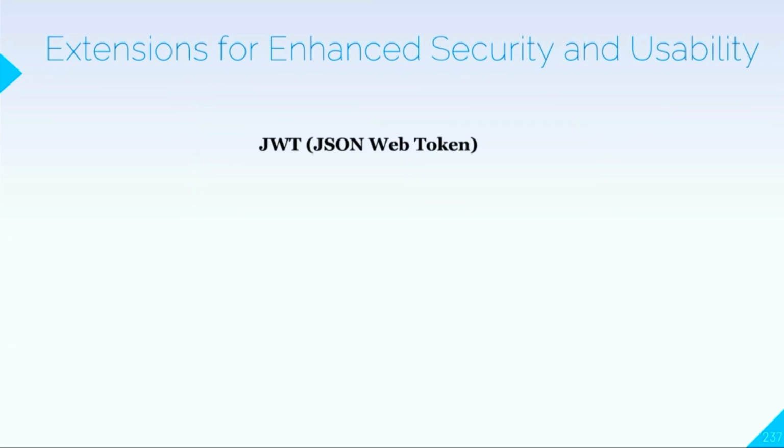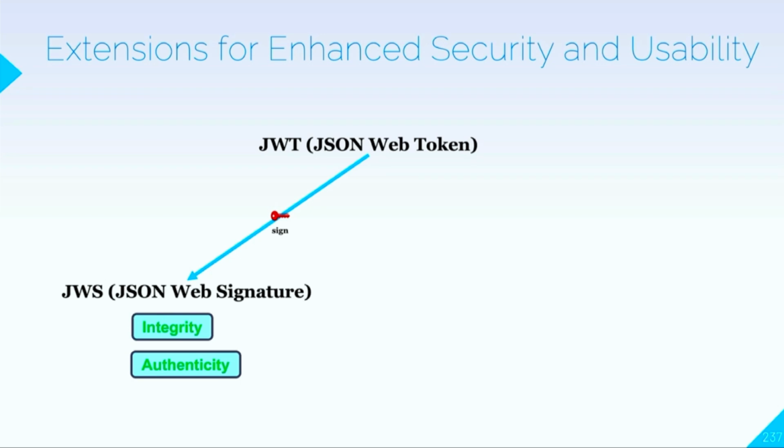In simple terms, a JWT, JSON Web Token, can be signed using JWS, JSON Web Signature, to ensure the integrity and authenticity of the data. In cases where asymmetric signing is used, JWS also offers non-repudiation. This means that the party who signs the token cannot later deny their involvement, because only the private key held by the original signer could have generated the signature, which can be verified with the public key.